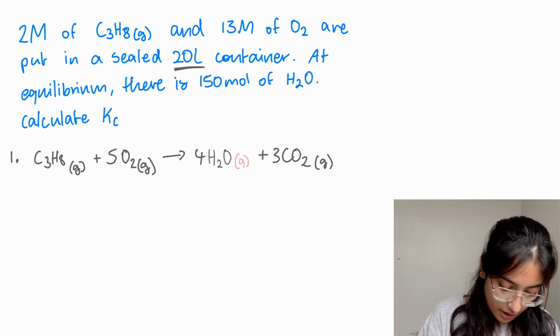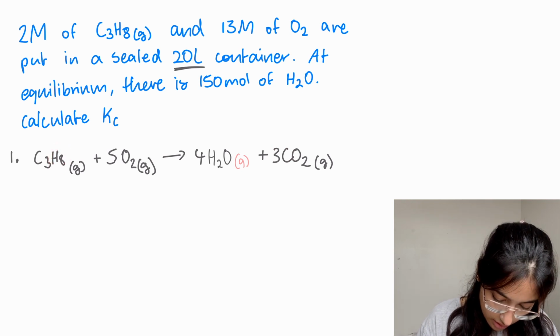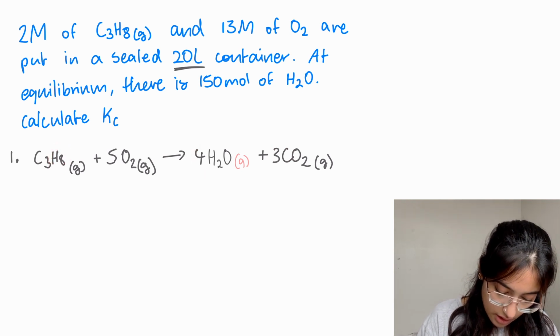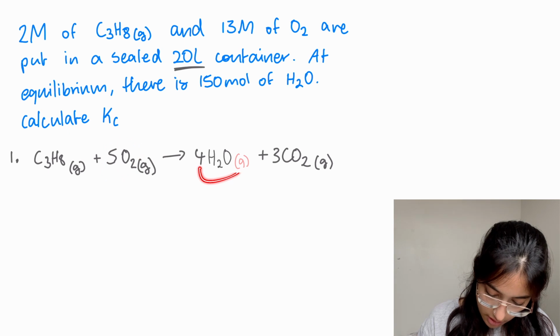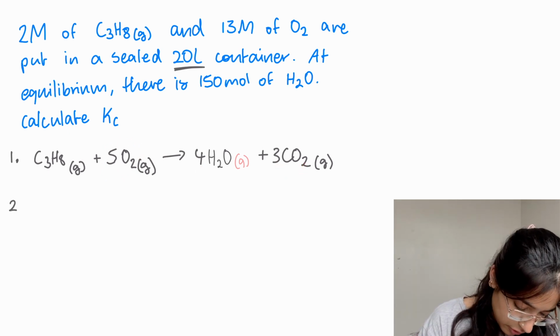So let's just double check. I've got 3C and 3C, and then I've got 8H and 8 hydrogen here. And then I've got 10 oxygen, and then 4 oxygen and 3 times 2, which is 6 oxygen. So that all adds up. That's step 1 complete. Step 2, let me draw my RICE table.